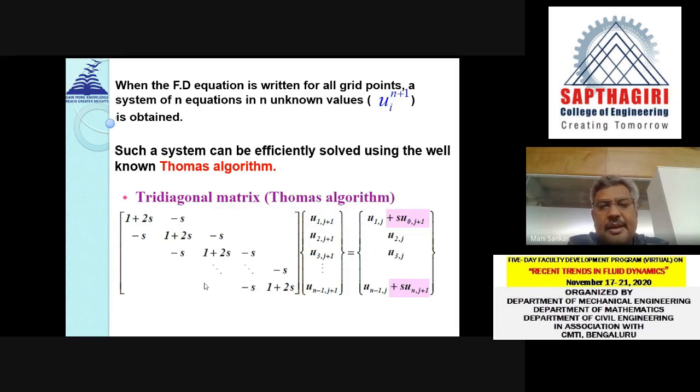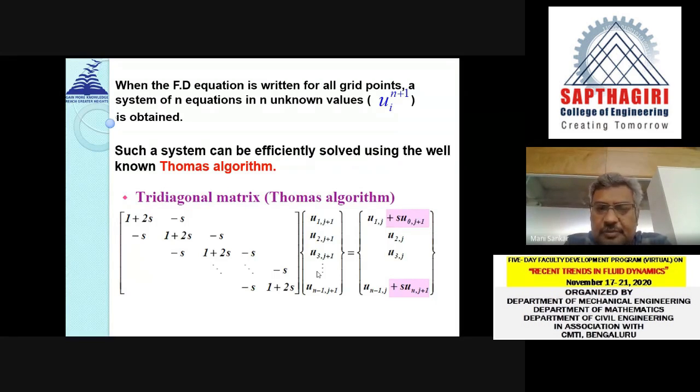Sometimes we get a tridiagonal matrix. Sometimes we get a pentadiagonal matrix. When we get a tridiagonal matrix, we have a well-known algorithm known as the Thomas algorithm, which easily inverts the tridiagonal matrix. The advantage of the tridiagonal matrix is that there are only 3 diagonals: the main diagonal, subdiagonal, and super diagonal are filled with non-zero elements. All the remaining places are filled with zeros.